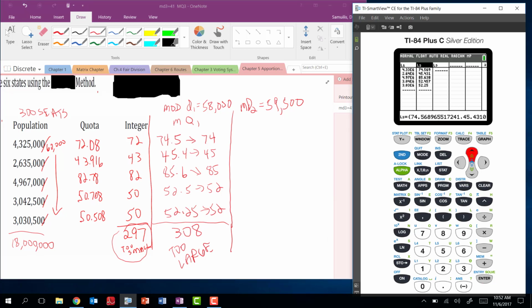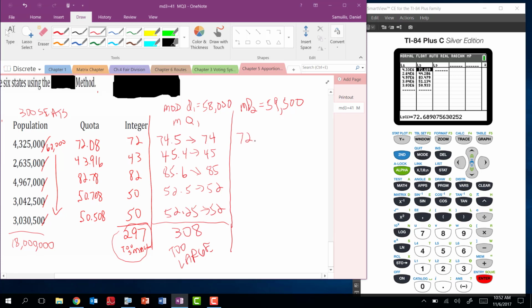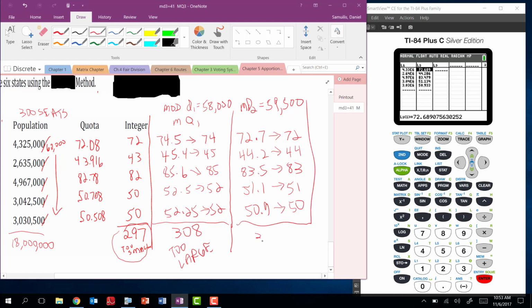Now look at how fast I can go. L1 divided by 59,500. Then lo and behold, 72.7 is what, everybody? 72. No change from the original. But now I get 44.2, which is up how much from the original? 1. And then 83.4, actually 83.5, but it doesn't really matter. This goes to 83. And that's an add of what? 1. And then 51.1, which is an add of what? I've added 3. And I've only added 3. What's 297 plus 3? 300. This is the allocation.